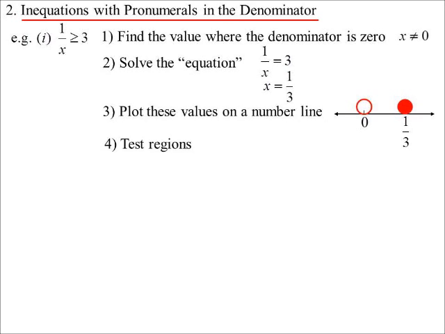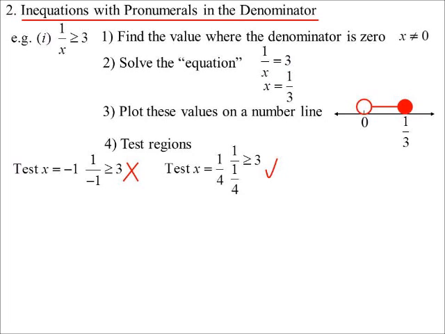So I can test to see. And if I test x equals -1, I go, 1 over -1, is that greater than or equal to 3? No, it's not. Not included. Logic then tells me I must be in between the two, but just to check, x equals 1/4, which would be in between 0 and 1/3. 1 over 1/4, which is of course 4. 4 is greater than or equal to 3? Yes it is. So that confirms, all right, I'm in between.